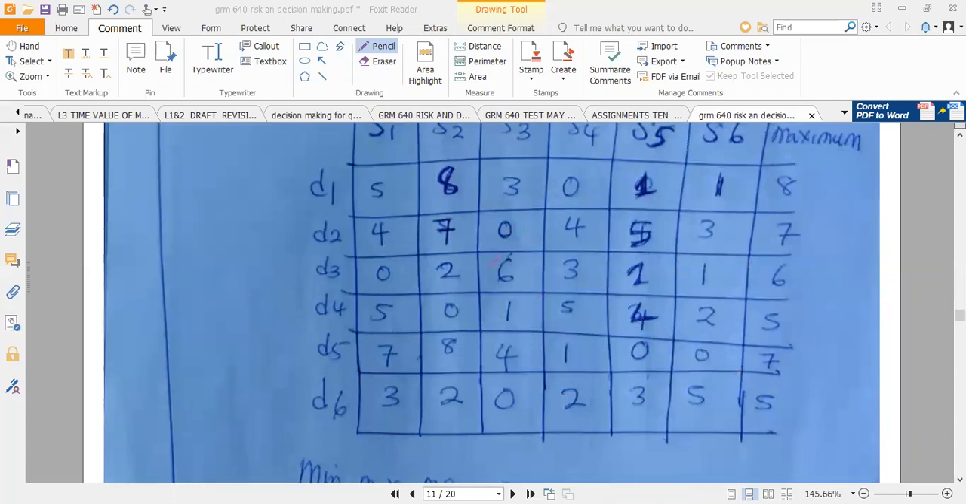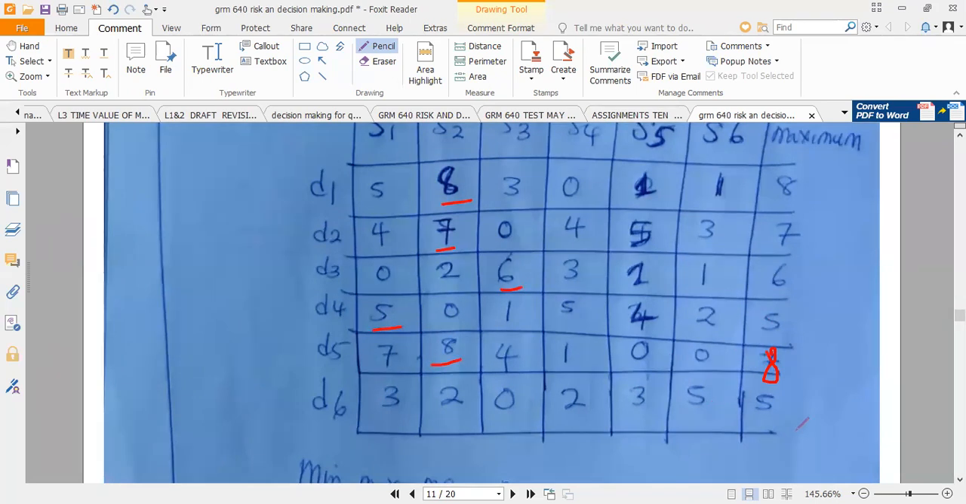After we do so, we identify the highest values in each of these rows. What is the highest value here? 8. What is the highest value here? 7. Here? 6. Highest value in here? What's the highest value here? 5. Okay. What's the highest value here? 8. What's the highest value in here? 5.